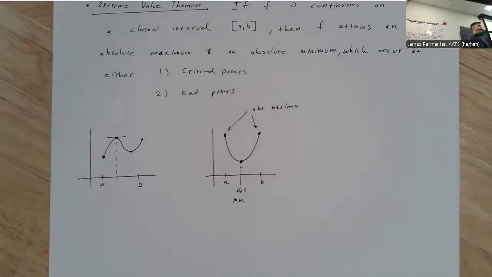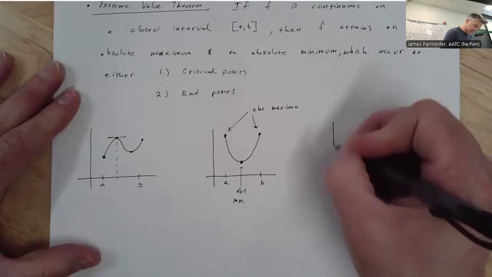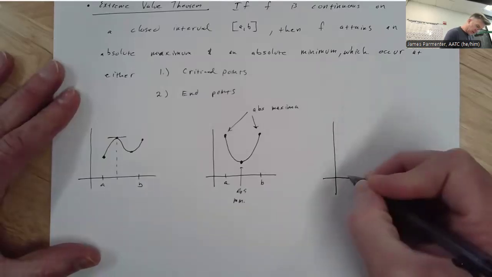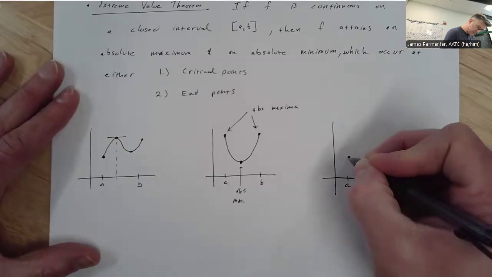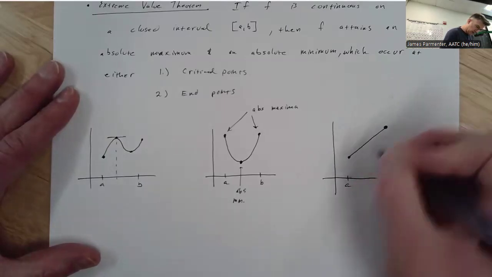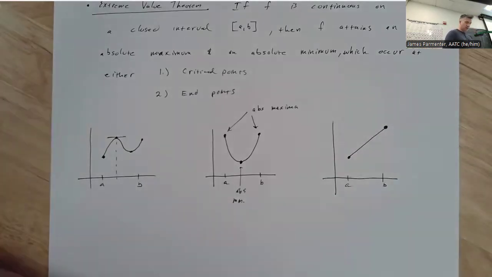Or you could have the sine function, where you have an infinite number of absolute maximum points. I know it's not on a closed interval, but the sine function does have an infinite number of absolute maxima and an infinite number of absolute minima. Every peak is an absolute maximum. Every valley is an absolute minimum. Or you could have something less exciting, in my opinion, where it looks like this, where you don't have any critical points. Your absolute minimum's over here, your absolute maximum's over here.